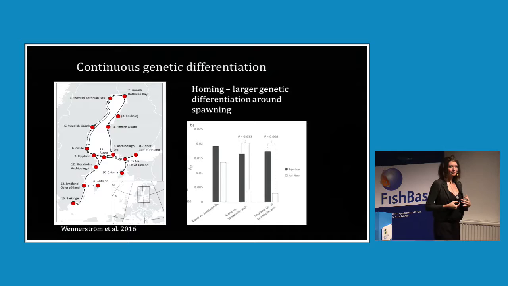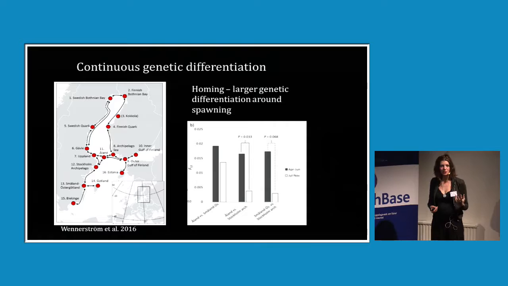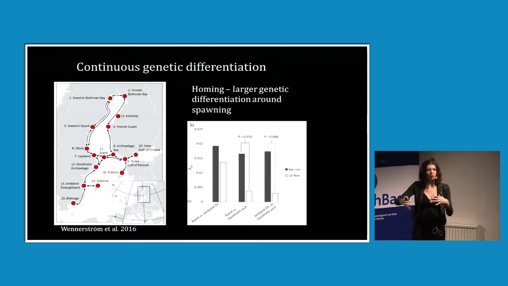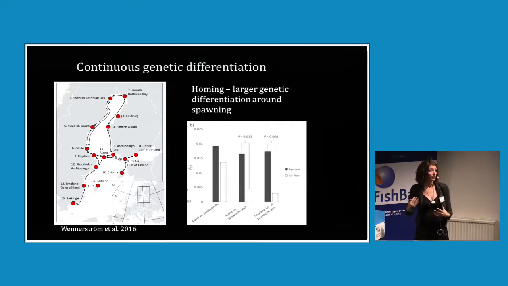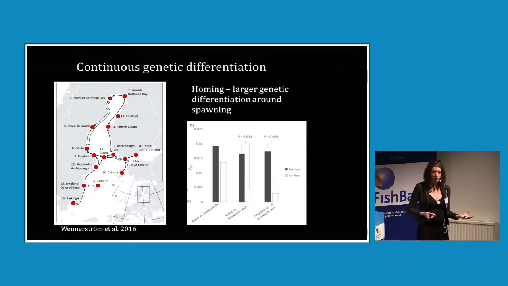So what we have in pike is a system where it becomes quite complicated. We have a system that is a mixture between very clear populations for the freshwater spawning ones, together with something that looks more like a continuous genetic change for the brackish water spawning pike. And we also have a temporal aspect here, where we have more pronounced genetic differentiation around spawning than during feeding times, which means that spawning populations mix during feeding. And when we fish on these populations, we might not be entirely sure what population we are actually fishing on.